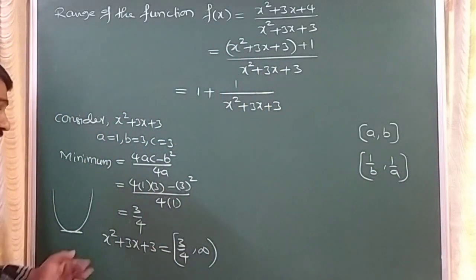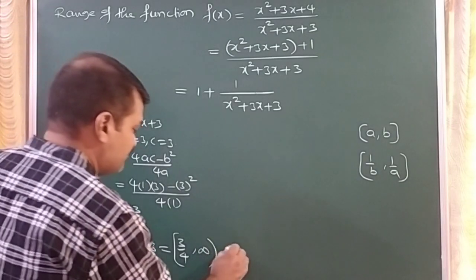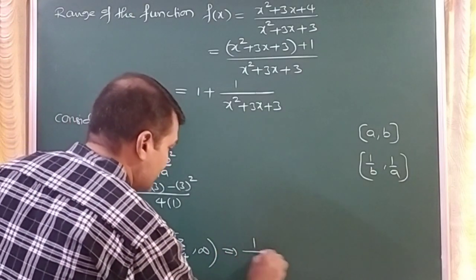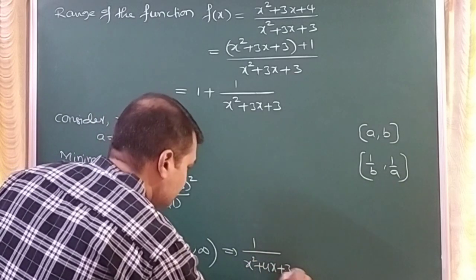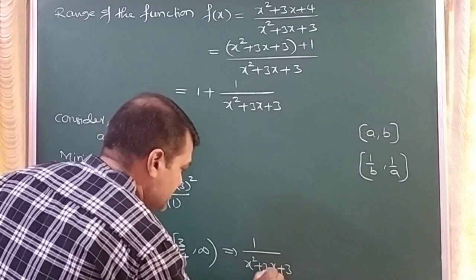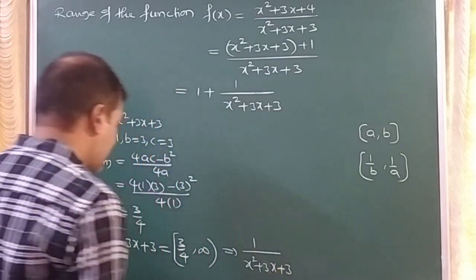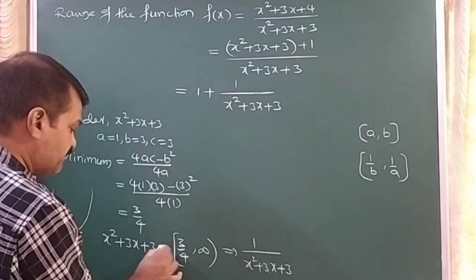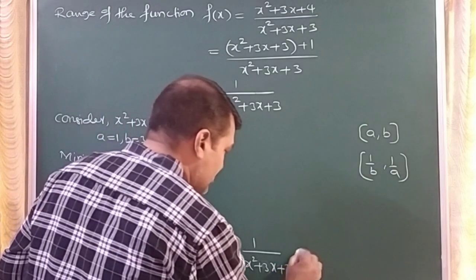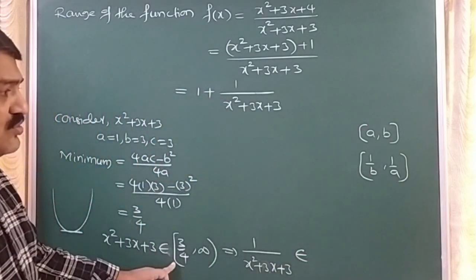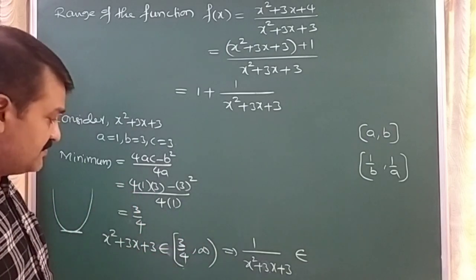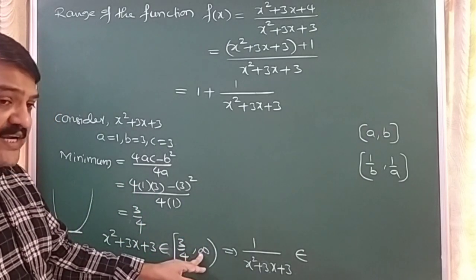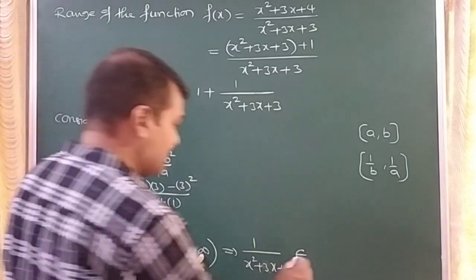So therefore what is the range of the reciprocal function now? Range of the reciprocal function means 1 by x square plus 3x plus 3. So the range of this function will be, what should I do? Reciprocate these two, interchange. Reciprocate means, what is 1 by infinity? 0.